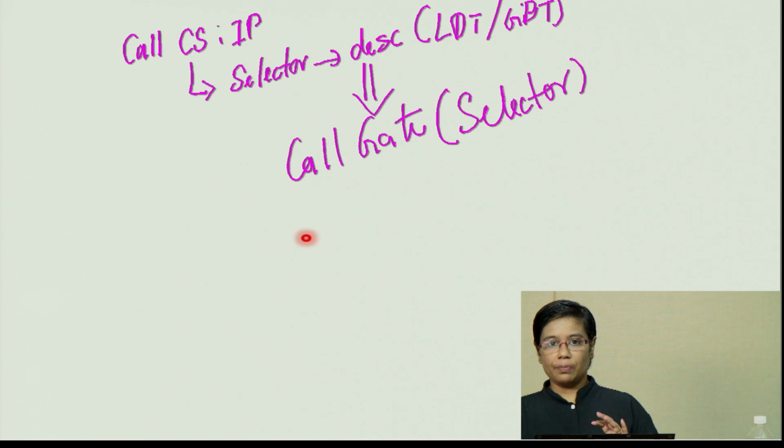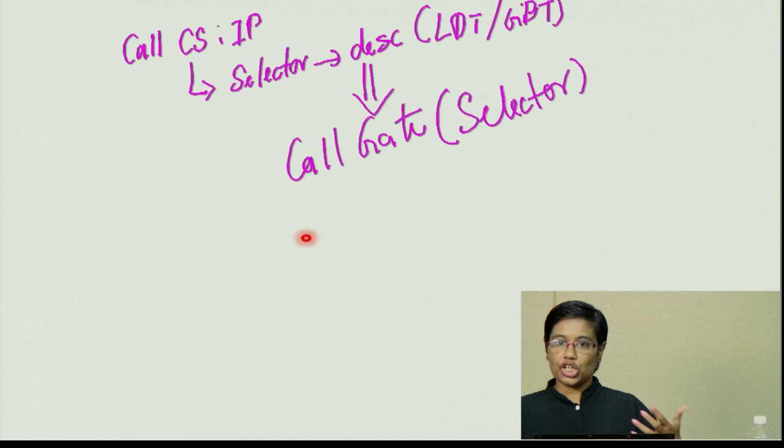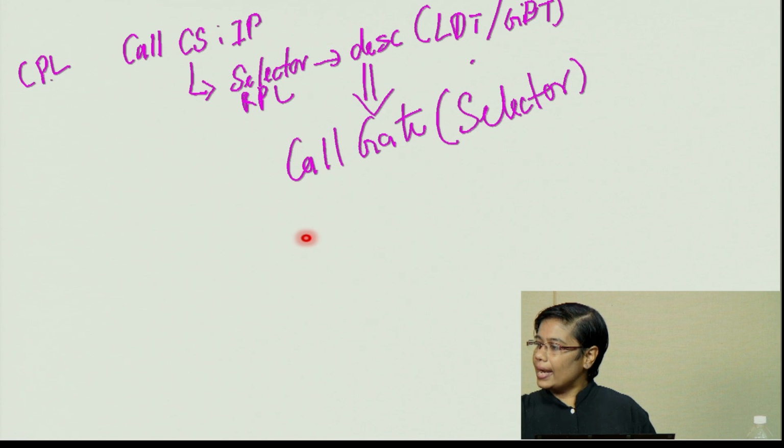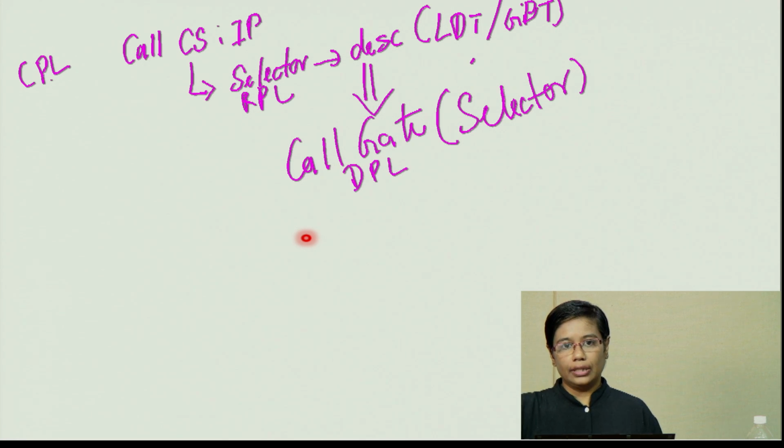So while this is being done, of course, memory protection is working in parallel. Whatever is the program will have the current privilege level. The CS will have the RPL. The CPL and the RPL will be compared against the DPL of the call gate. If the CPL and the RPL happen to be at a higher privilege level, then the call gate is accepted. Otherwise, the call gate will not be accepted.